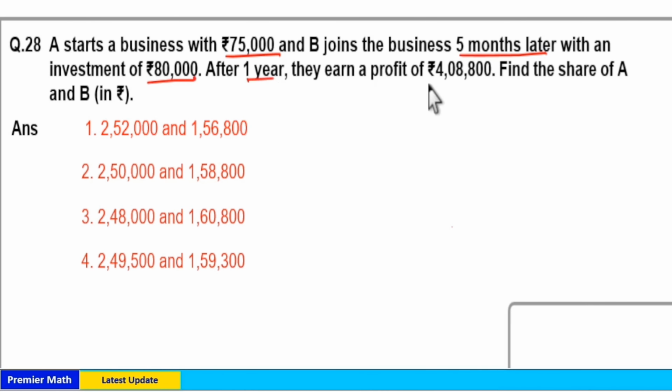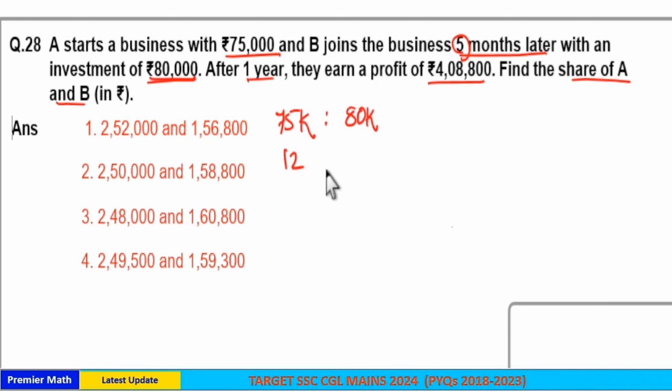After 1 year, they earn a profit of 4,88,000. Find the share of A and B. Here, A invested 75,000 for 12 months, for 1 year. And B joined 5 months later with an investment of 80,000, which means B invested 80,000 for the remaining 7 months.